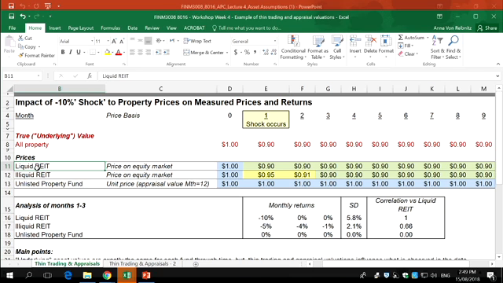And then it just stays at its fundamental value of 0.9 for the rest of the series.